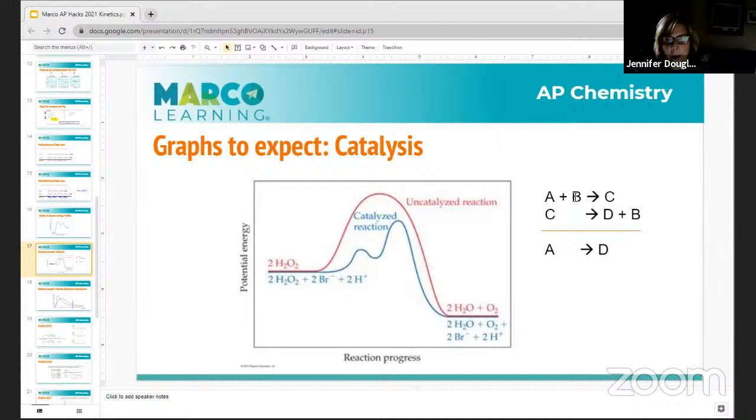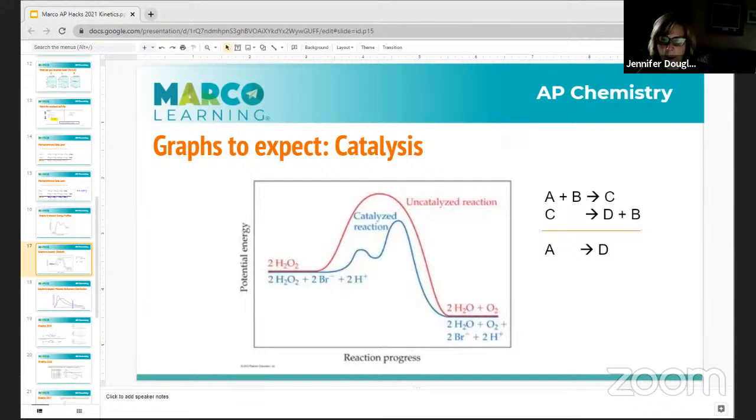The intermediate is formed and then later consumed. The catalyst is consumed and then later reformed, because catalysts are never all the way used up. They're always reformed later on. That's how you'll know it's a catalyst. It's consumed and then later reformed. So that's the difference between intermediates and catalysts.